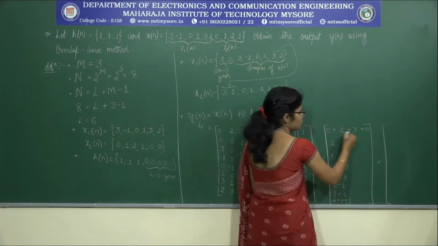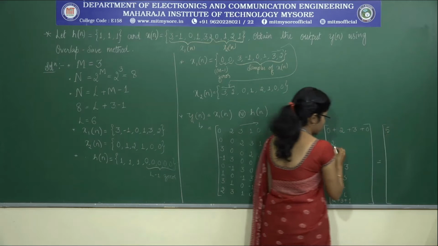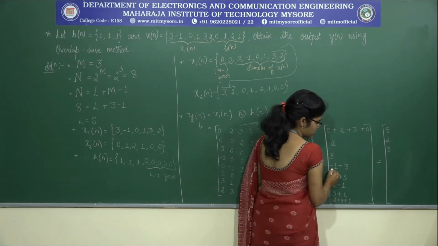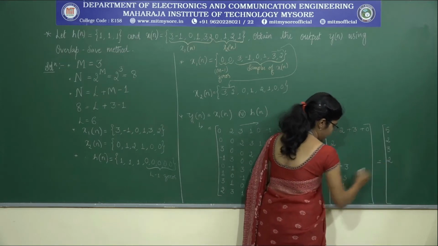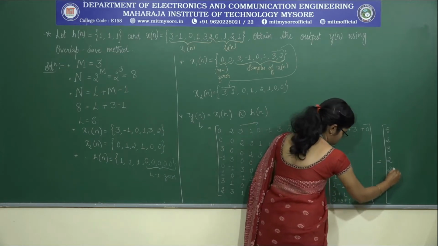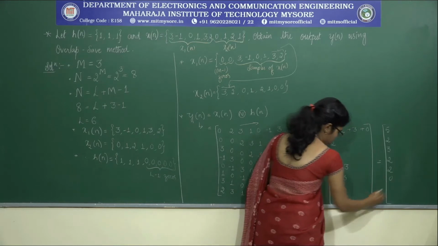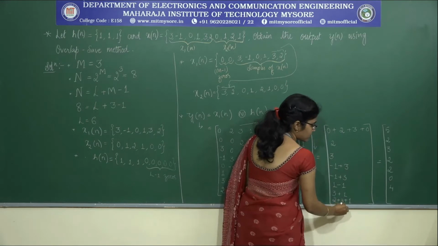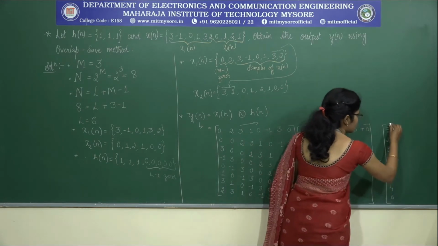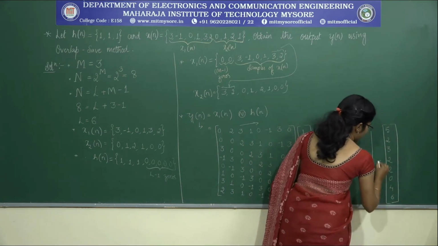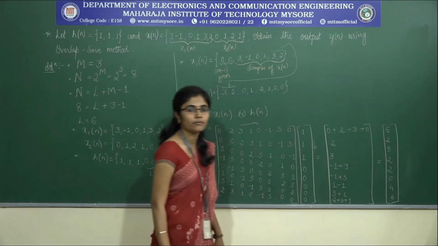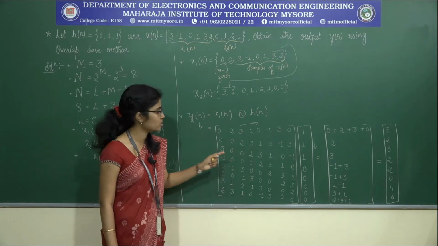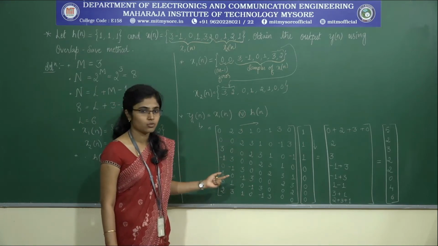If I simplify this, 2 plus 3 is 5. Here we have 2, I will write it as it is. Next it is 3. Next, minus 1 plus 3 is 2. Again minus 1 plus 3 is 2. Minus 1 plus 1 is 0. 3 plus 1 is 4. 2 plus 3 is 5. 5 plus 1 is 6. So this is nothing but y1 of n. We found y1 of n with the help of x1 of n and h of n by performing the matrix method of circular convolution.